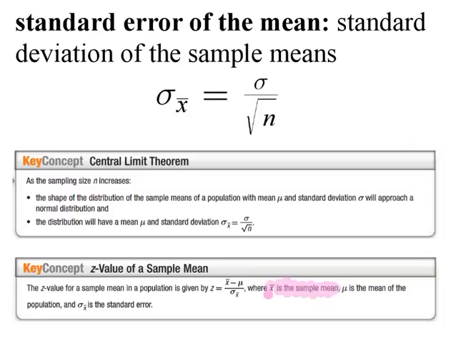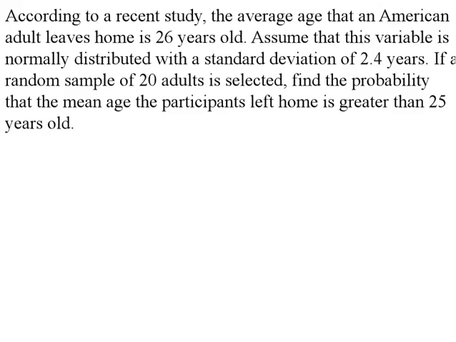Alrighty, so now we're going to go ahead and get going with a few examples. This one says, according to a recent study, the average age that an American adult leaves home is 26 years old. Assume that this variable is normally distributed with a standard deviation of 2.4 years. If a random sample of 20 adults is selected, find the probability that the mean age the participants left home is greater than 25 years old.